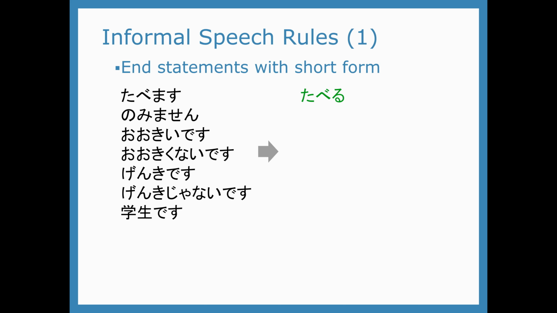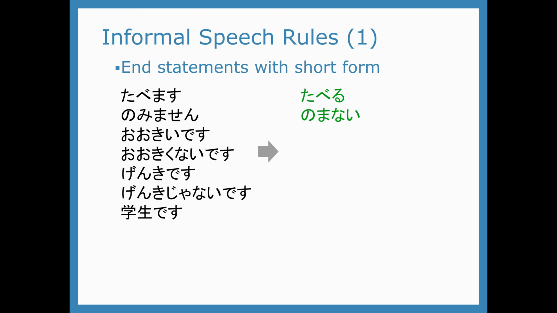Nomimasen. This is a negative. So masen, this is a negative present tense. It's the same as nai form. So if I have a sentence ending in nomimasen, instead I want to end it with nai form. Nomanai.